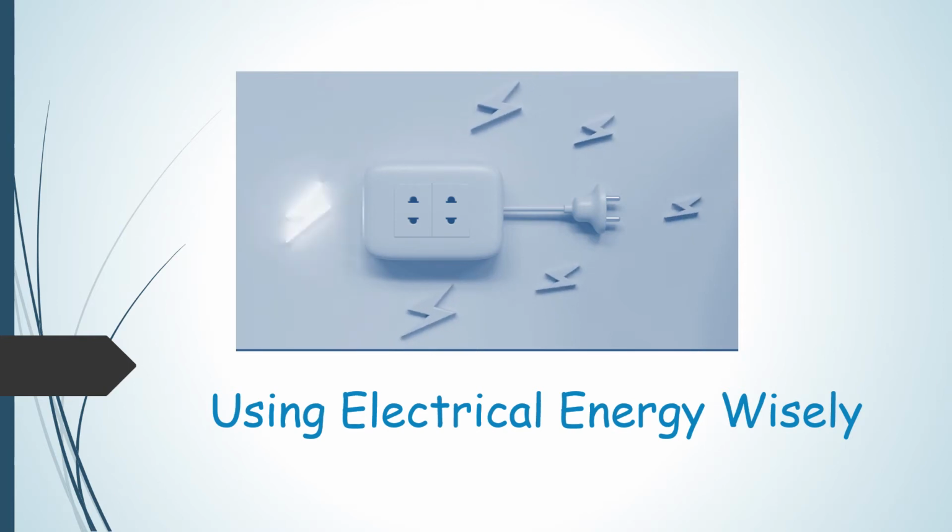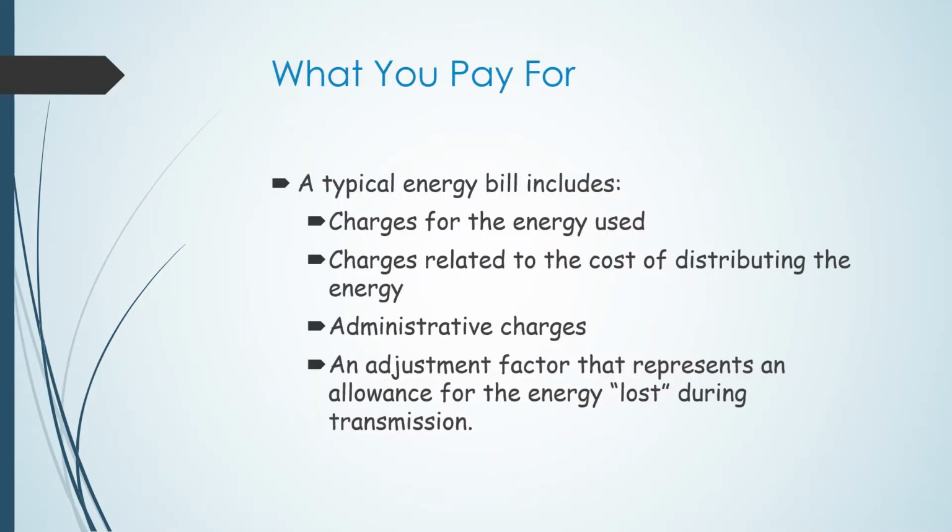Using electrical energy wisely. A typical energy bill includes charges for the energy used, charges related to the cost of distributing the energy, administrative charges, and an adjustment factor that represents an allowance for the energy lost during transmission.